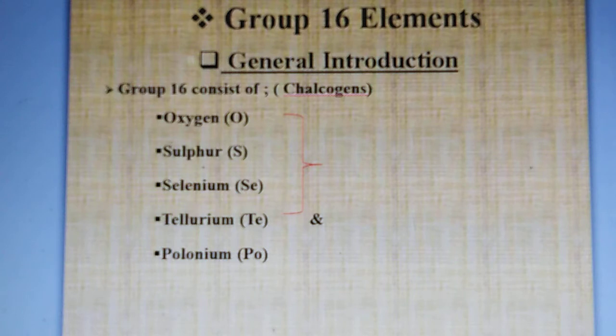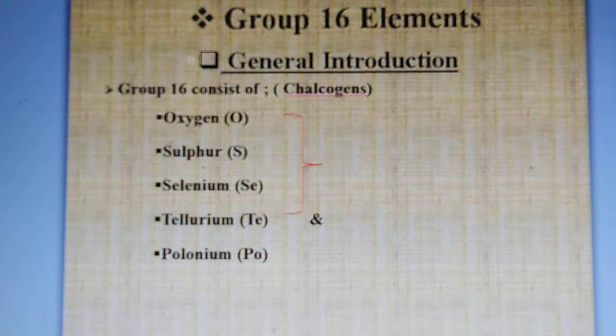So, no need to mug up the elements. In brief, you can use your own tactics to remember the names. See here, OS, SeTePo. This is the short form that I have prepared to remember group 16. OS, SeTePo. That is oxygen, sulfur, selenium, tellurium and polonium. So, these are group 16 elements.